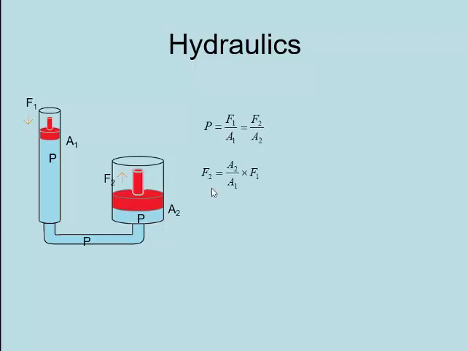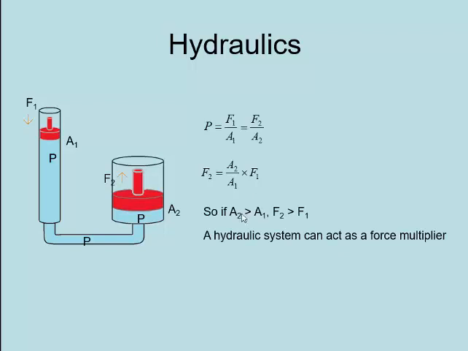We can rearrange this to find out what the output force, force 2, would be, and that's given by this expression. So if area 2 on the top here is bigger than area 1, as it is in this diagram, we have a large output piston and a small input piston, it means that the output force will be bigger than the input force. So a hydraulic system, rather like a lever, can act as a force multiplier. We put in a small force, we get out a larger force.